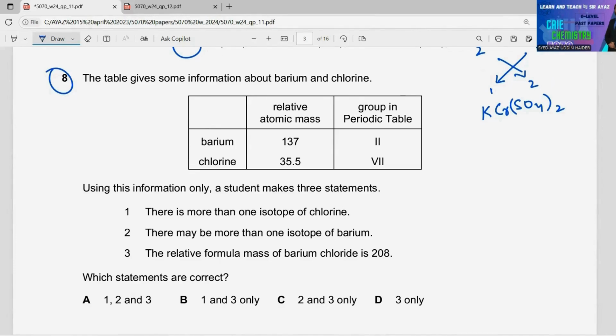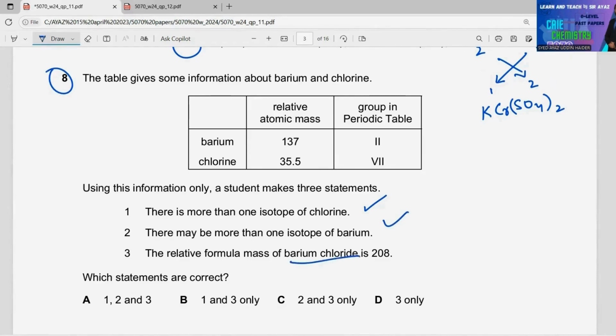Now, looking at the relative atomic mass of chlorine, you can easily predict there must be more than 1 isotope of chlorine. So 1 must be the right statement in this case. What about number 2? There may be more than 1 isotope of barium. Now we are not sure, but there can be more than 1 isotope of barium. So this statement is also correct. What about relative formula mass of barium chloride?